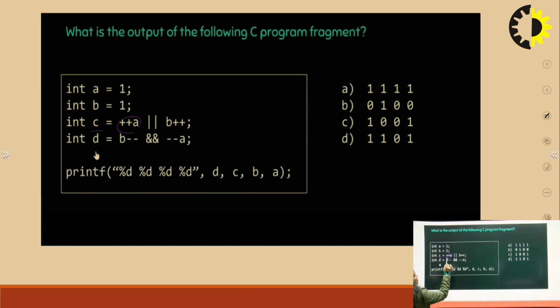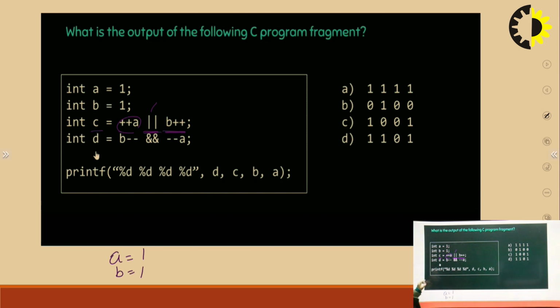Pre-increment A. And what is this? This is a logical operator. And what is this? This is post-increment. Now see, they have asked to print the D value, C value, B value and A value. Now we know that A is equal to 1 and B is equal to 1.